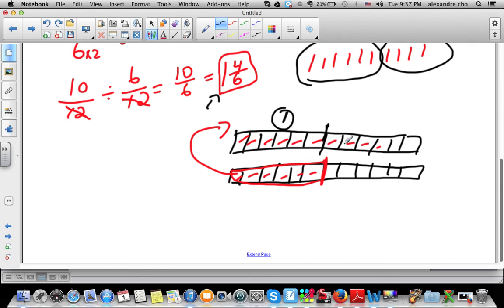And then I'll make another group of 6, but as you can tell, I can't because I only have 4, so I can make 4 out of 6. So one full group of 6 and 4 out of 6. Exactly the same thing. Okay? Just a little more.